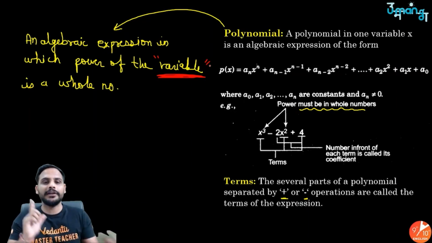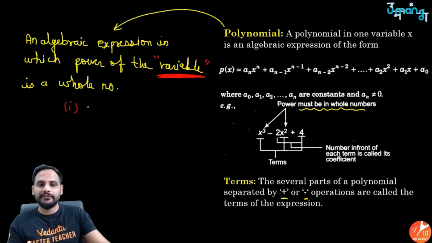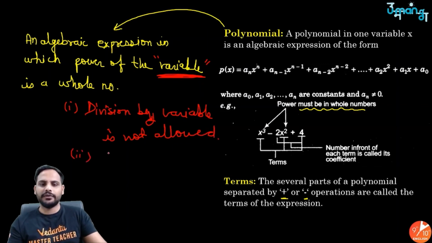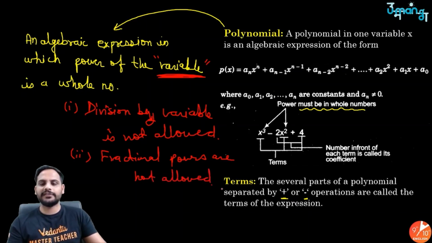Now what does it mean? It means two things. Division by a variable is not allowed, and fractional powers are not allowed. So with this you can easily tell whether the given expression is a polynomial or not.